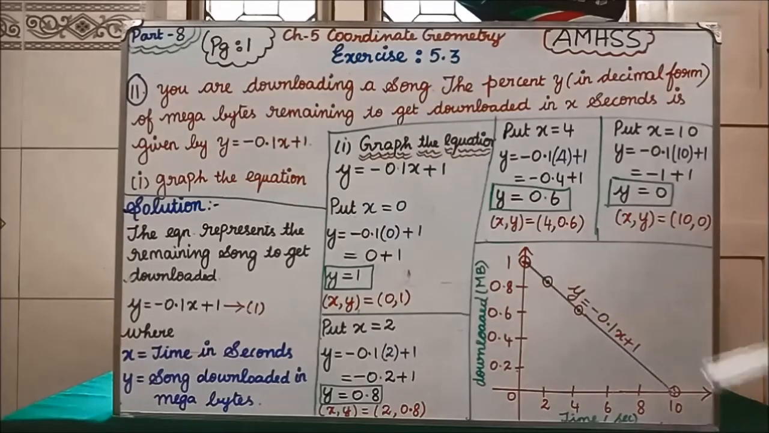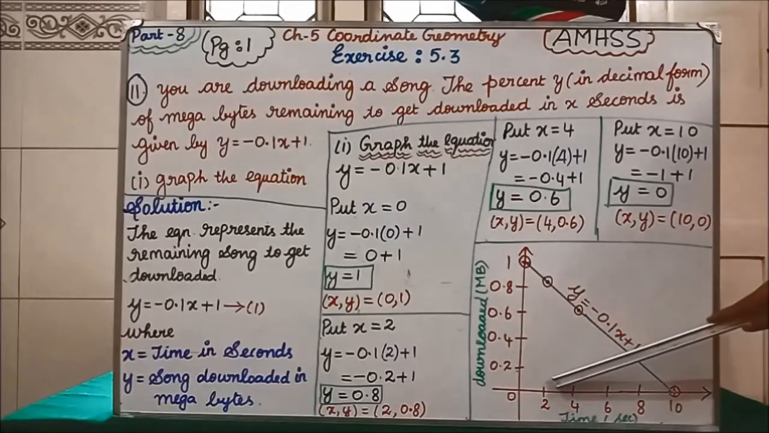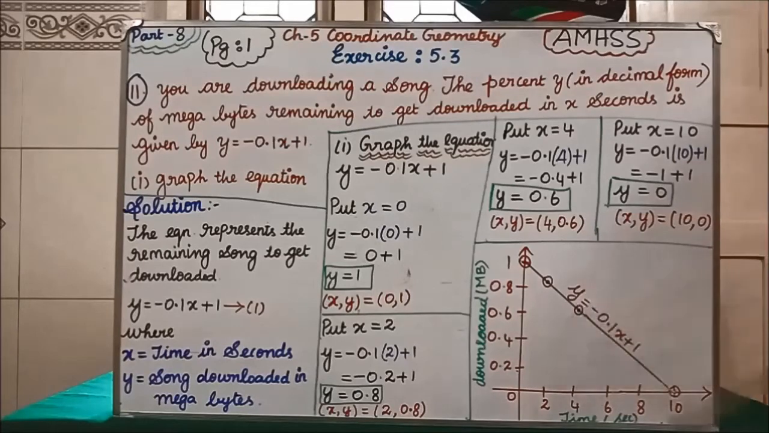The next point is what? 2 comma 0.8. So 2, 0.8. Next is 4 comma 0.6. So in the 4, 0.6. Then x 10 comma 0. So here. Clear? Clear all of it? 11th question was subdivision. Next we will see the second subdivision.